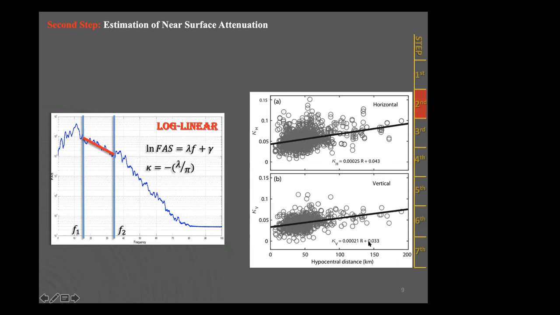So here you see that if we consider the distance to be zero, the value, we call it kappa zero. So the vertical kappa zero is about 0.033. But for the horizontal, it's 0.042. So these two values are different. You may say that, okay, these are quite small and the difference between them is not significant, but the point is that they are statistically significant, and this difference is quite important.